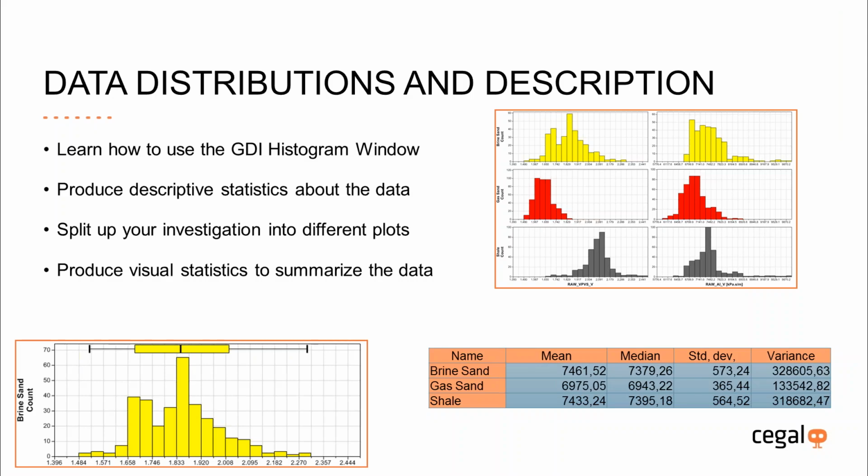So firstly, before I start the demo, I would just like to quickly mention what I'll show in each workflow. So firstly, I'll focus on the distribution of data and the description. So here I'll show how to use the GDI histogram window, produce descriptive statistics about the data, split up your investigation into different plots, and produce some visual statistics which help summarize the data.